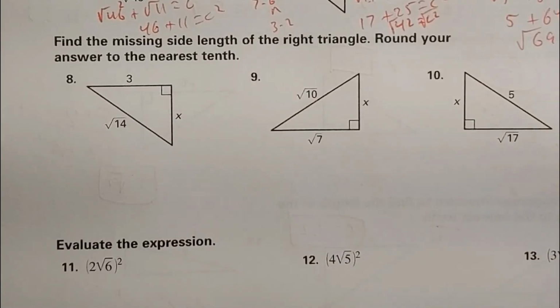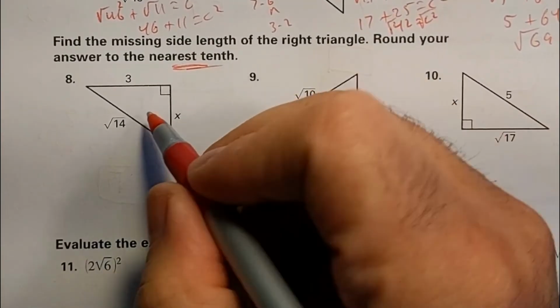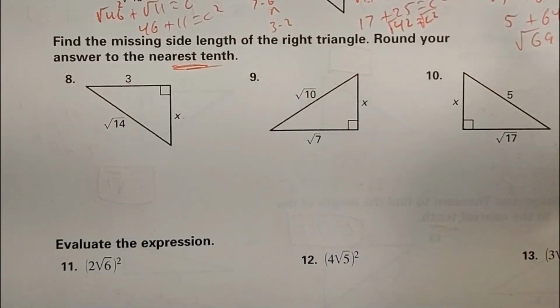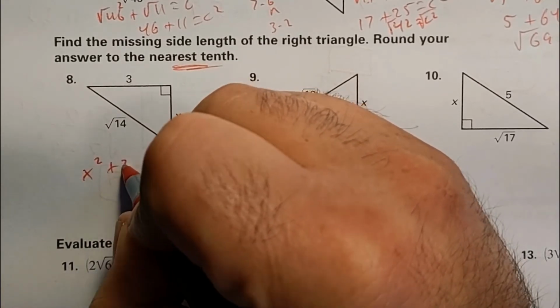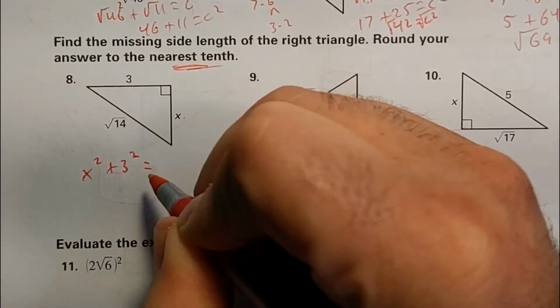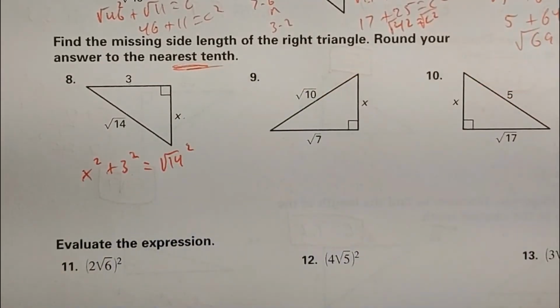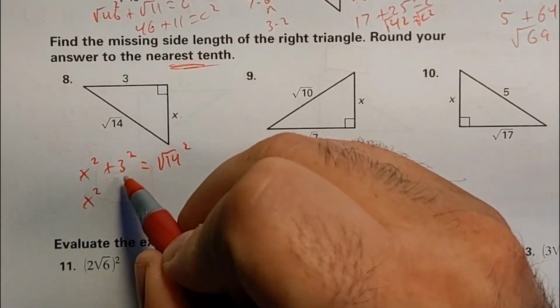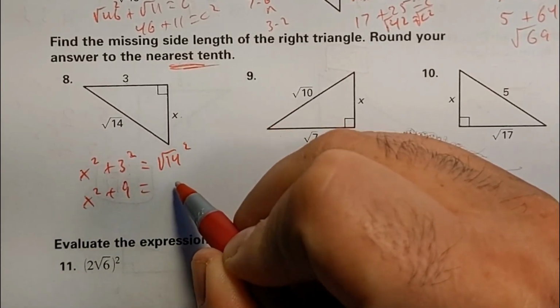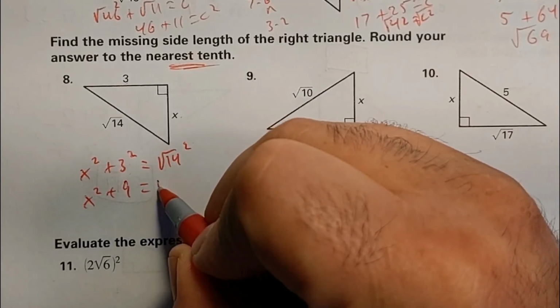Number 8, find the missing side length, round the answer to the nearest tenth. So now we're talking about nearest tenth. The 3 and the x are going to be your two legs. So it's going to be x squared and 3 squared together on one side of the Pythagorean theorem. Square root of 14 squared on the other side, that's your C value. The 3 squared is going to be 9. The square root of 14 squared is just going to get the 14 out of the square root.